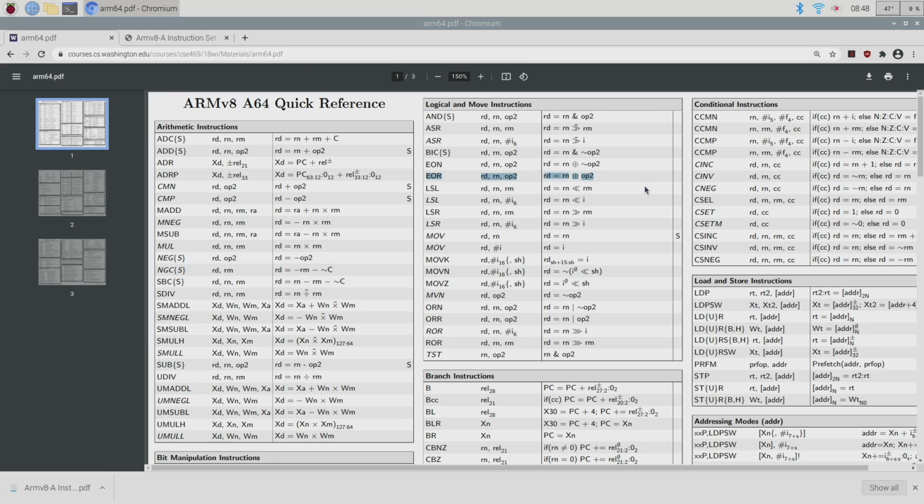Okay, good. Now there's a lot of other ones in that pile, namely ASR, LSL, LSR, and then ROR. So what are those guys going to do? Oh, and I'm sorry, there is a negation. Look at MVN, right? That would do it.